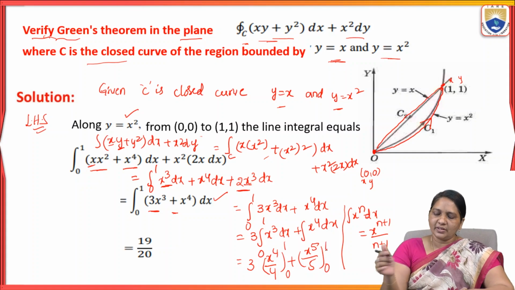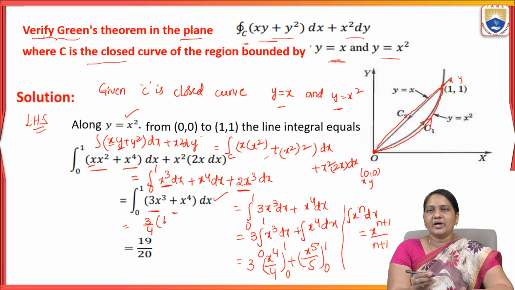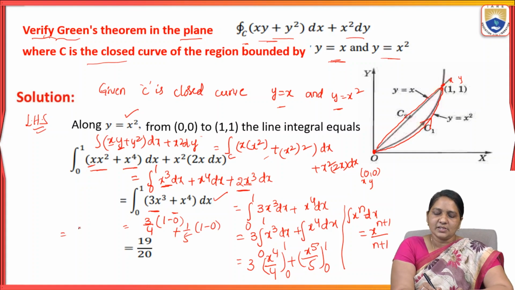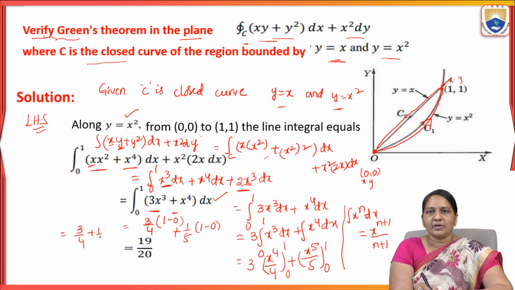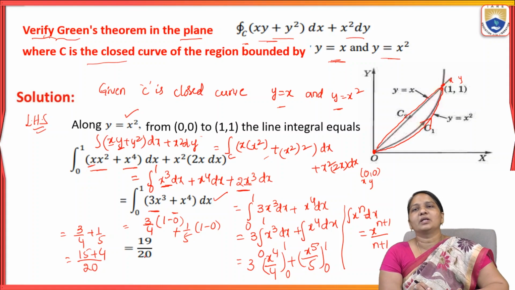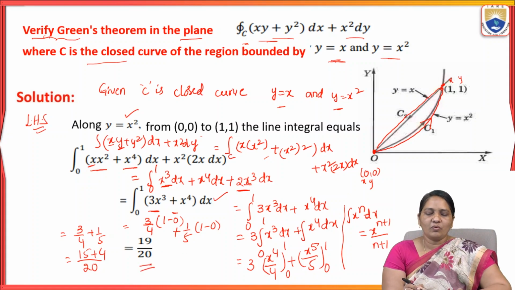Now we are going to simplify that value: 3/4 x to the power 4 is 1 minus 0, plus 1/5. So 1 minus 0, and finally I got 3/4 plus 1/5. What is the simplification here? 4 5s are 20, 5 3s are 15, plus 4, so this is equal to 19/20. So the value of the integral along the curve y equal to x square is 19/20.